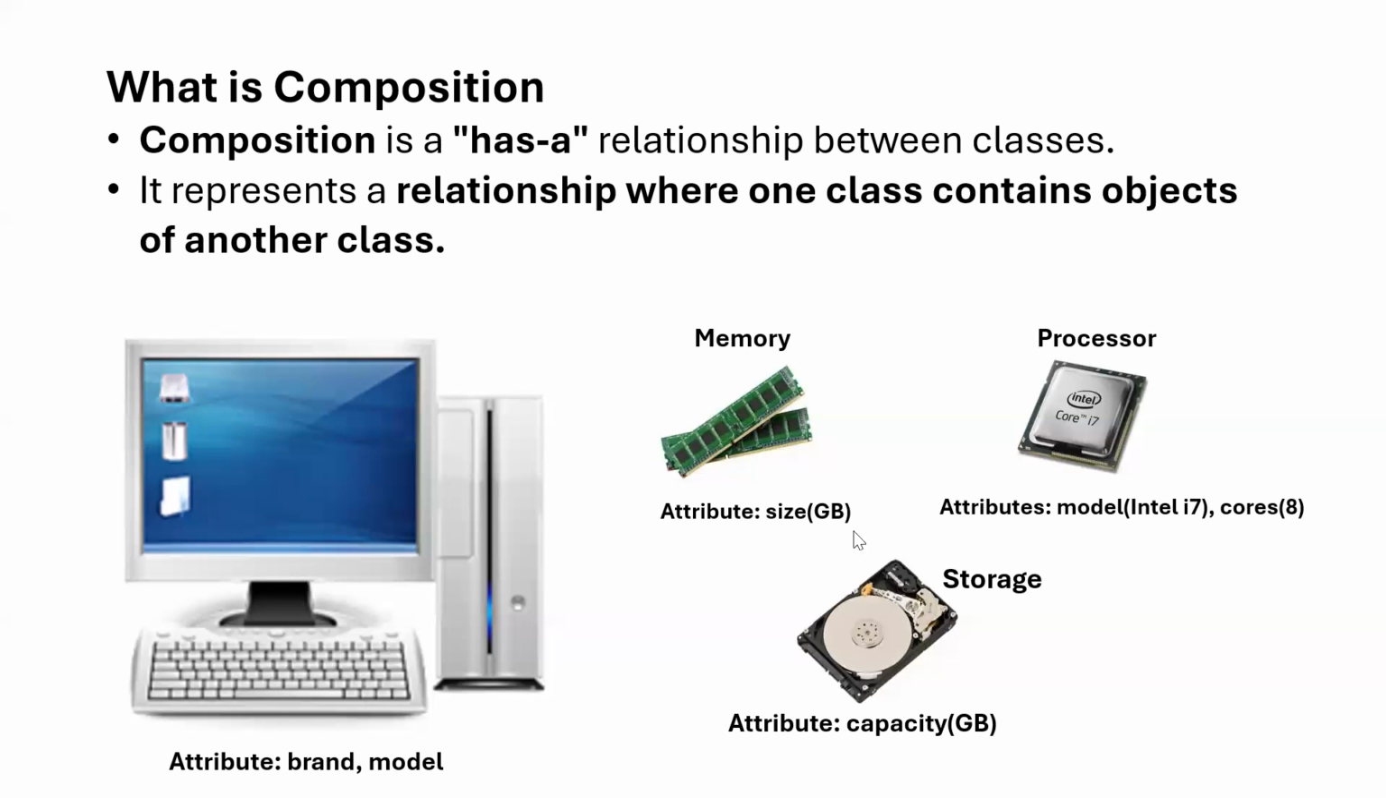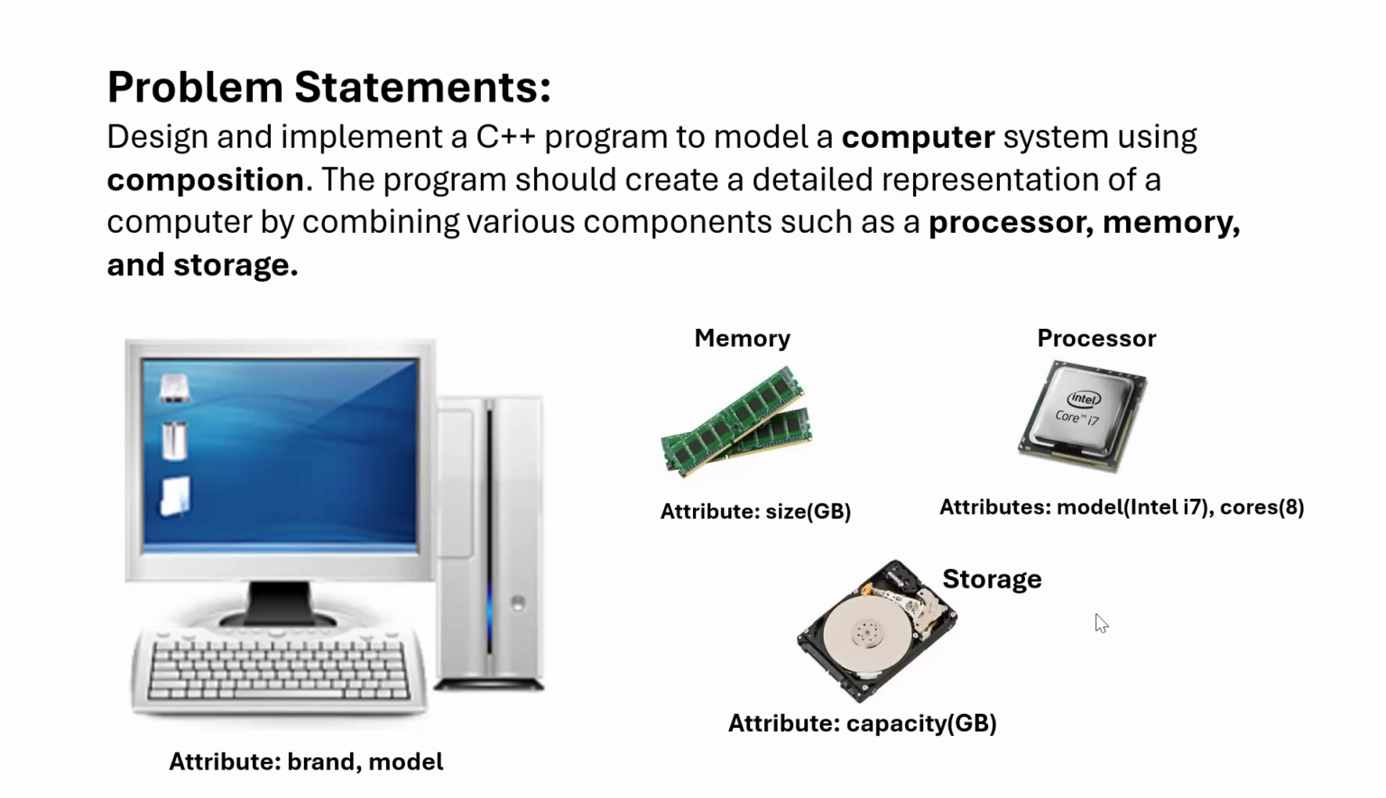So let us understand with the help of a programming example how to design this problem. Let us see the problem statement. The problem statement is: design and implement a C++ program to model a computer system using the composition feature. The program should create a detailed representation of a computer by combining various components such as a processor, memory, and storage. So let us move to Visual Studio Code and understand how to design this computer problem with the help of composition features.